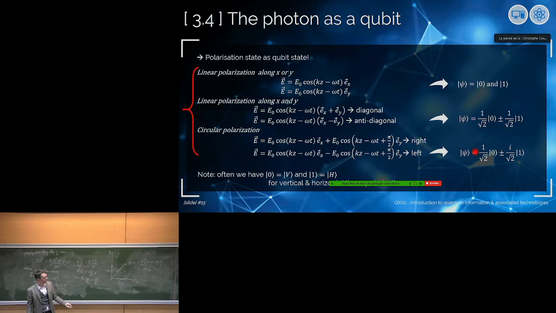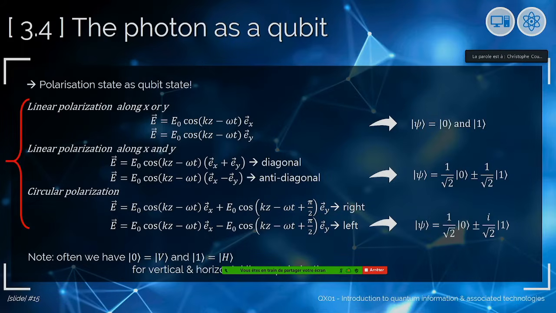Like I said before, in the circular polarization state, we have the same thing, except that now we have a phase i that is introduced along the way. But again, this is also a qubit. Okay. So, polarization state. Let me show you.